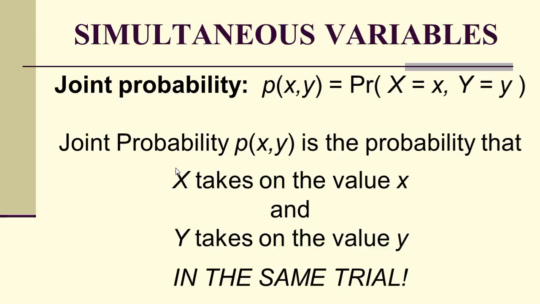Simultaneous variables. We call the probability that capital X equals lowercase x, capital Y equals lowercase y, which we often write as P of x,y, the joint probability. And it is the probability that capital X takes on the value little x, capital Y takes on the value little y, in the same trial.